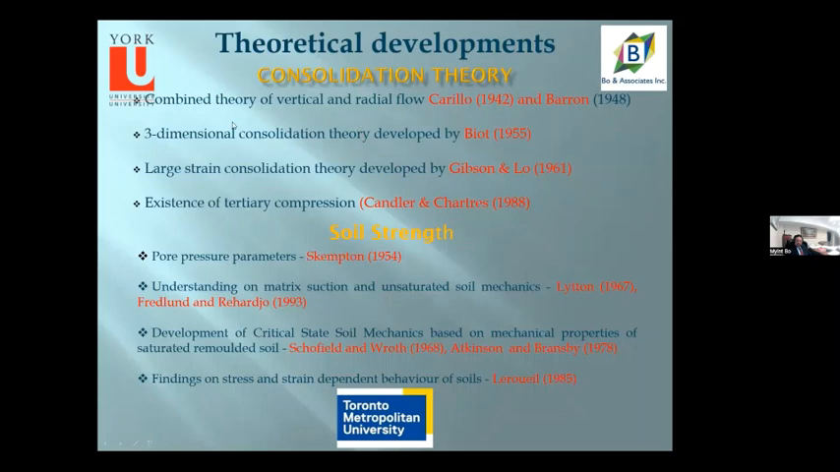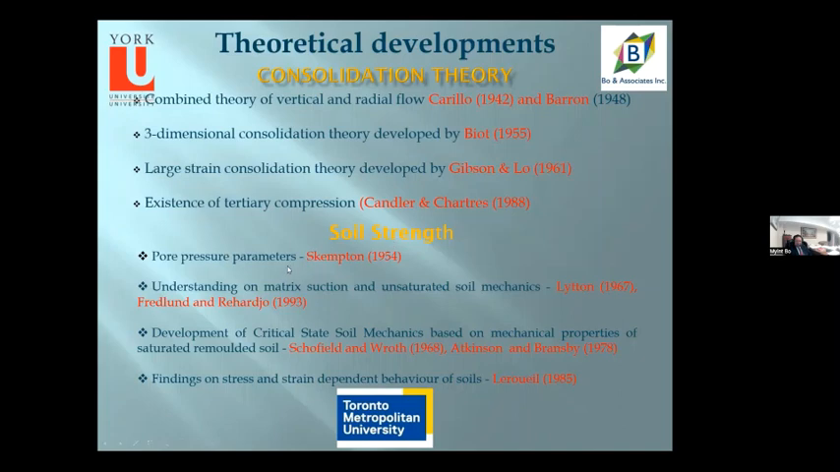After that, consolidation theory advanced and developed: the combined theory of vertical and radial flow by Carrillo in 1942 and Barron in 1948. Three-dimensional consolidation theory by Biot in 1955. Large strain consolidation theory developed by Gibson and Lo in 1961. Existence of tertiary compression by Chandler and Chatri in 1988.